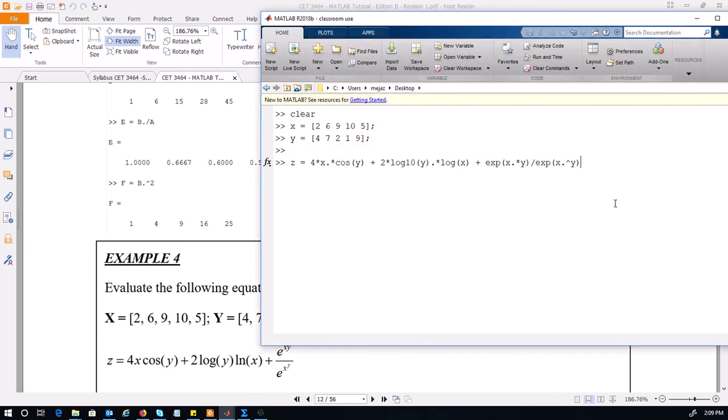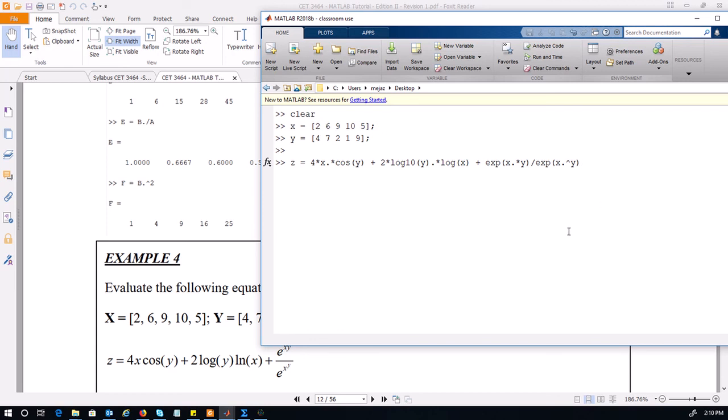Okay, so observe, how did I write the equation? 4 times x, period, times cosine y, because again x and cosine y will both be vectors of length 5, 1 row and 5 columns, plus 2 times log10 y. Log10 is the log of base 10, period times log x, because again you have log of y and natural log of x, both vectors since y and x are vectors. Plus, again there is no period before the plus, as you can see, exponent of xy, and since x and y are multiplying together and both are vectors, exponent of x, period, multiply y, divided by exponent.